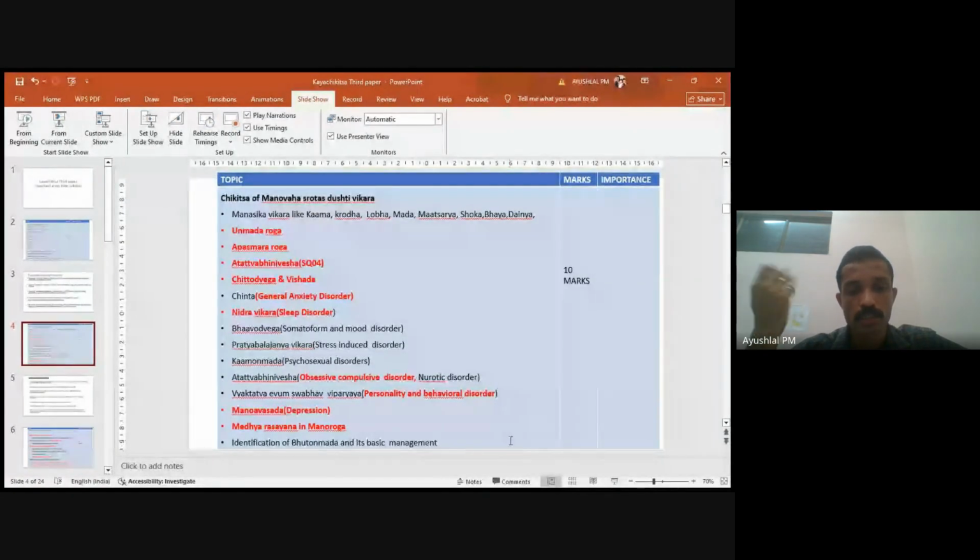So here also you can write what the Medya Rasayanas are and how they help, what the action of Medya Rasayana is in different aspects. You can see some of the research studies, and based on that also you can write Medya Rasayana details, especially in different conditions, how the Medya Rasayana acts. So that is about Manova Srodha Dushti Vikaras, which carries 10 marks.